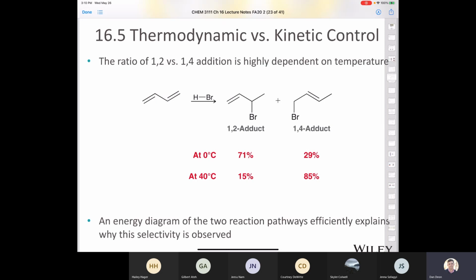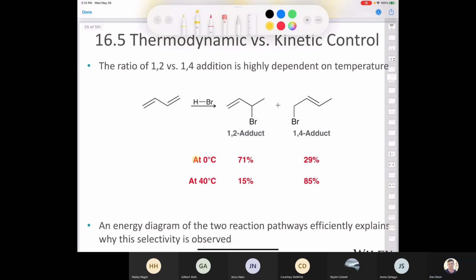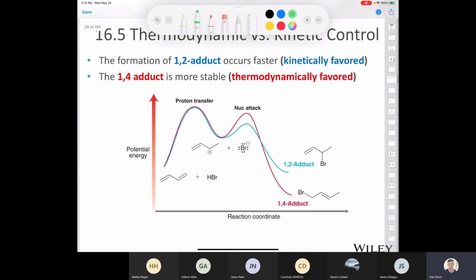You see that at cooler temperatures, like 0 degrees Celsius, the 1,2 adduct is going to predominate, whereas at warmer temperatures, like 40 degrees Celsius, the 1,4 adduct is going to predominate. The reason why can be explained when you take a look at the reaction pathway and the energy of the intermediates that are formed.